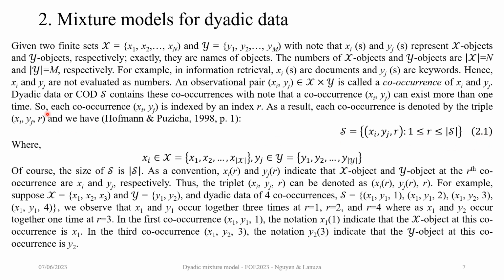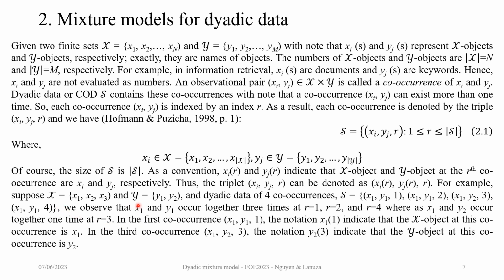Equation 2.1 specifies the dyadic data S, with this notation. By convention, S_ir and Y_jr indicate the S object and Y object at the r-th co-occurrence of Si and Yj, respectively. Thus, the triple Si, Yj, r can be denoted as S_ir, Y_jr, and r.